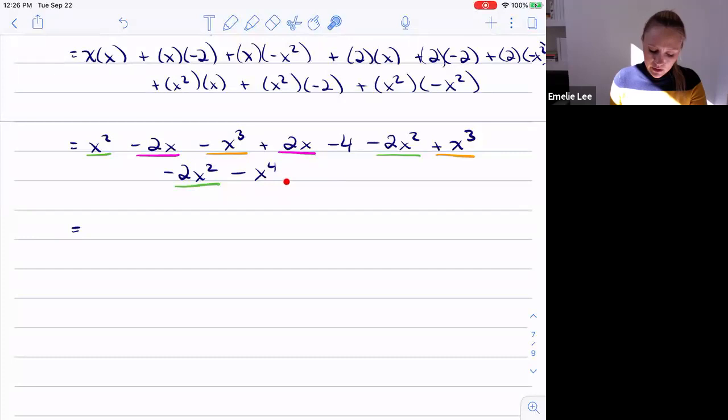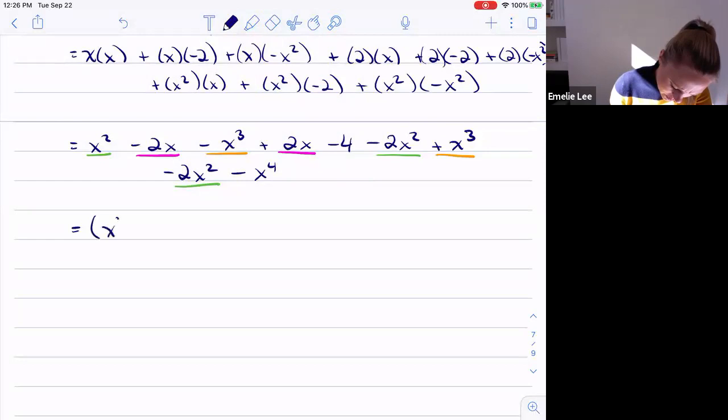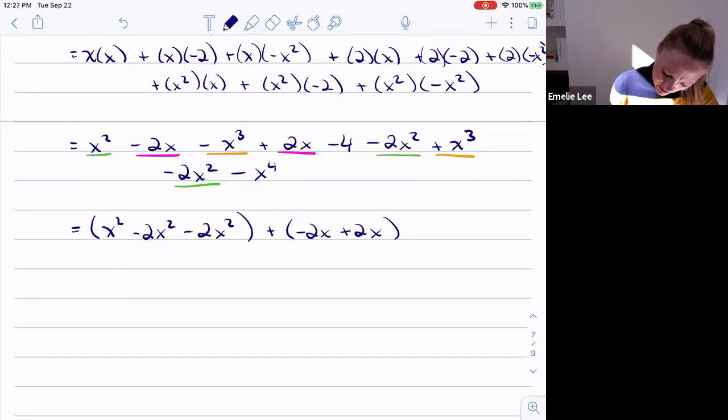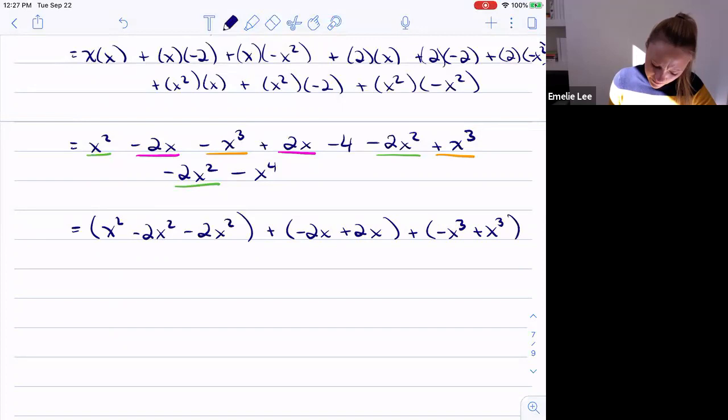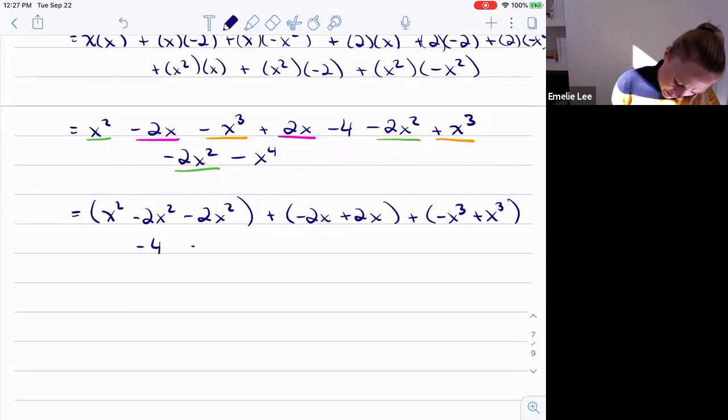What I'm going to do is collect like terms, and then rearrange it in the order of the powers. I'm going to throw out some brackets in there. So I'm going to have x squared minus 2x squared minus 2x squared, plus negative 2x plus 2x, plus negative x to the 3 plus x to the 3. Yeah, okay, good. Minus 4 minus x to the 4.